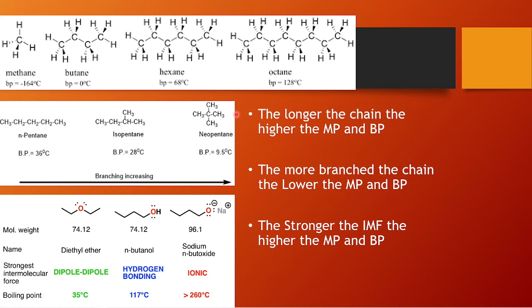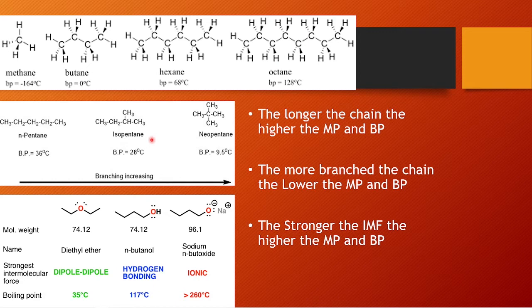The longer the chain, the higher the melting point and boiling point will be. So if you have a 1 carbon chain, it is going to have a much lower boiling point than an 8 carbon chain, which you can see in this picture here. So the boiling point of methane is -164 versus octane, 128. So the longer the chain, the higher the melting and boiling point.